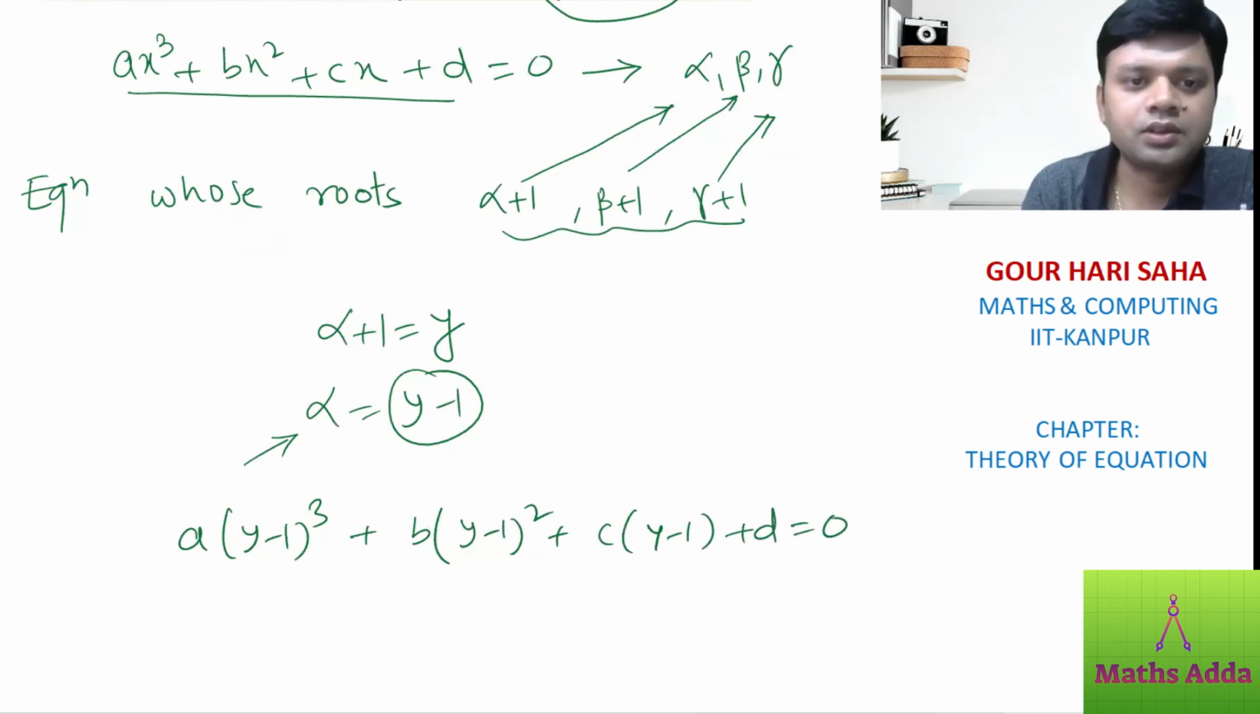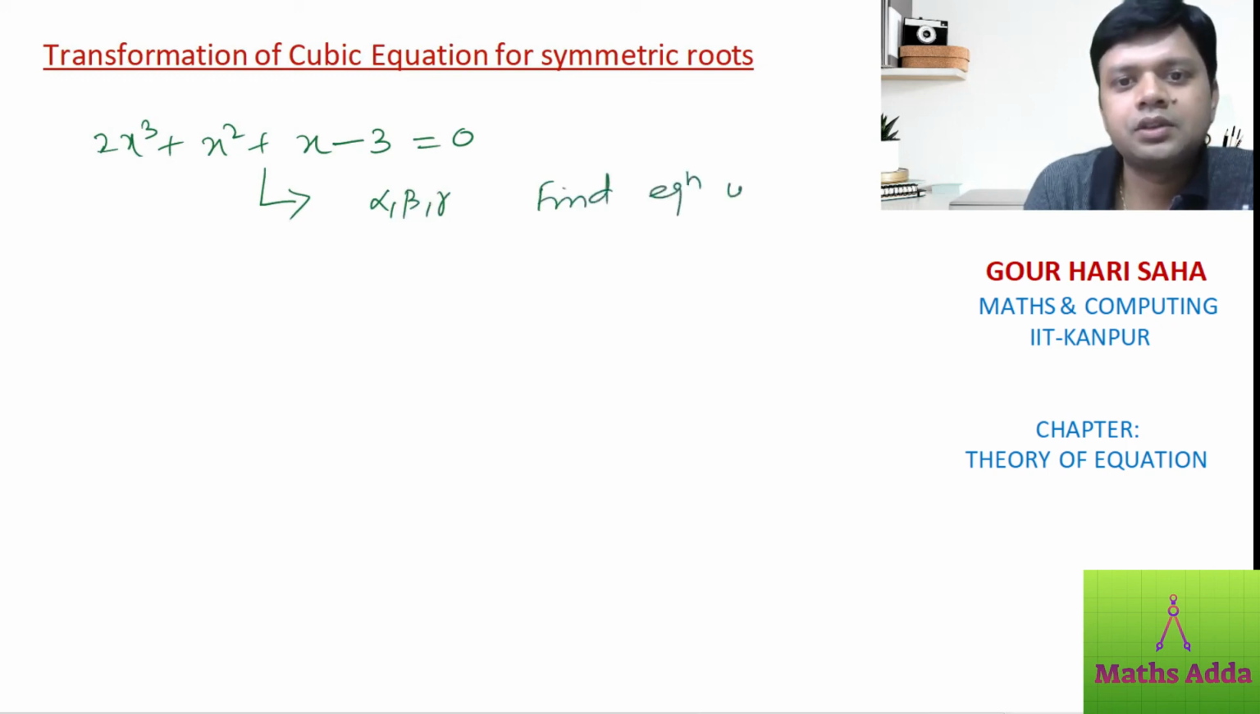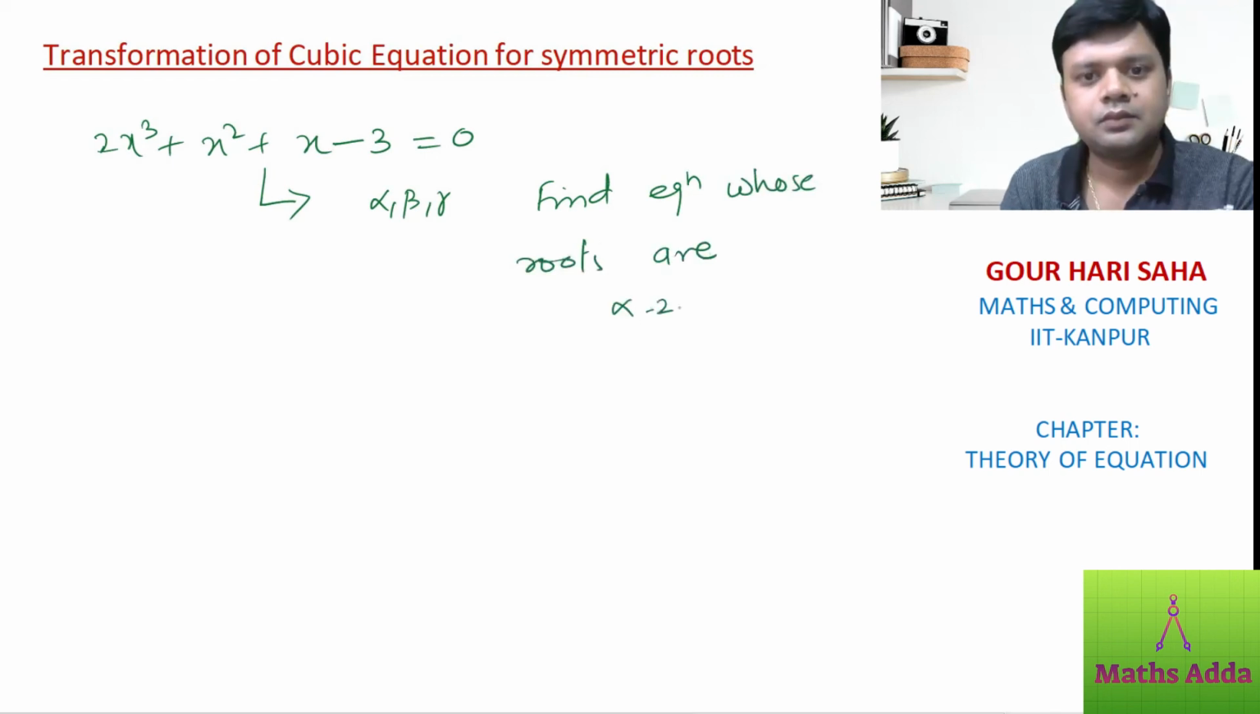So let's do one question on this. This equation has 3 roots, alpha, beta, gamma. Find the equation whose roots are alpha minus 2, beta minus 2 and gamma minus 2.